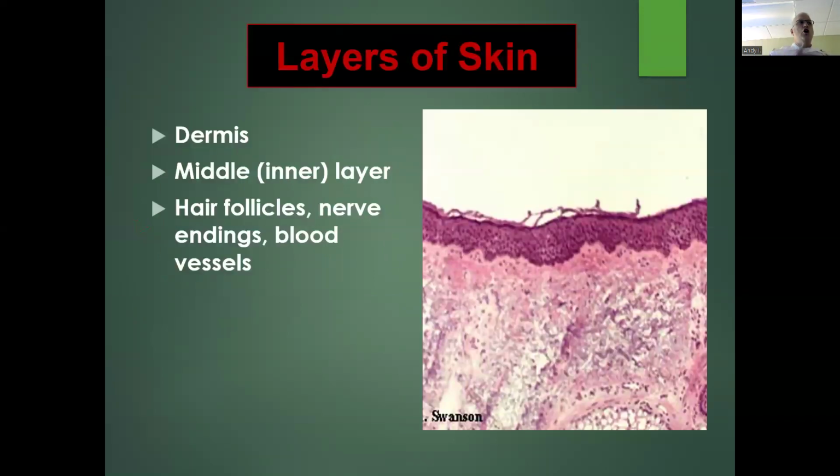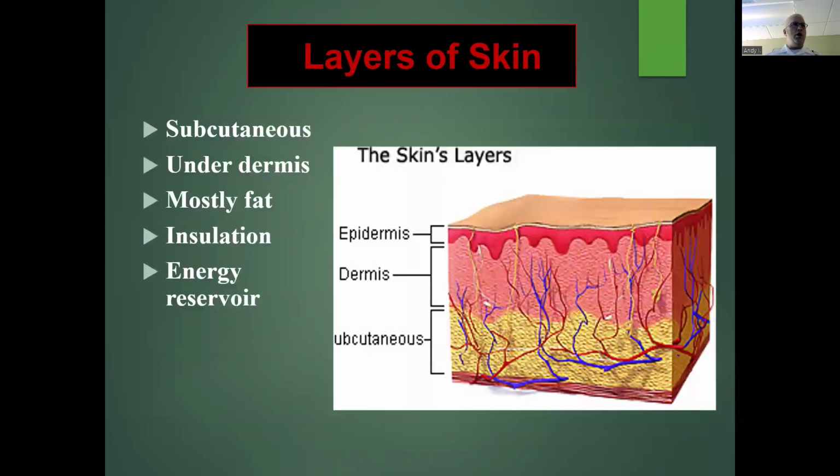And then the dermis, this is the middle layer of skin. This is where the nerve endings, the blood vessels, and hair follicles live. All right, then we get down below, we talk about the subcutaneous level. This is sub, meaning under the dermis. This area is mostly fats, and it is insulation, and it's where the energy reserves are. So think about the skin and it's covering muscle.